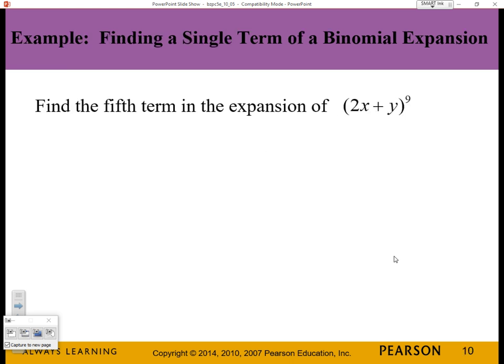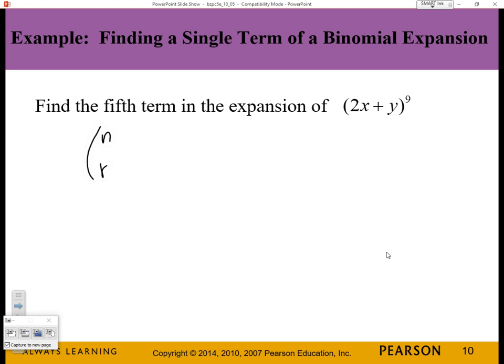Okay. Here's the idea. I'm supposed to expand this, and they want the fifth term. How many terms does this thing have? It has 10 of them. How do you know that? Because it's always one more than the degree. That's what I was saying a minute ago with Pascal's. So, what's the formula?